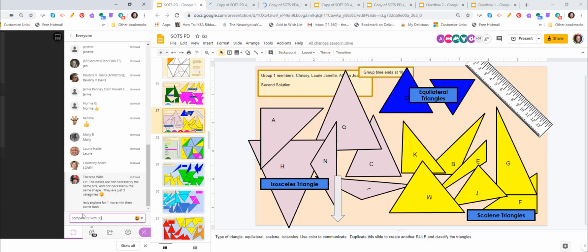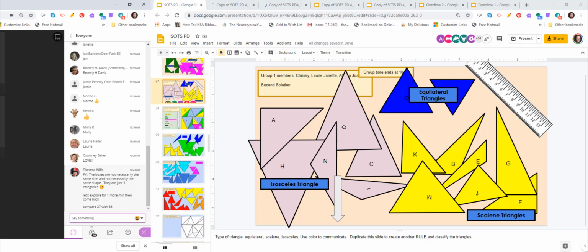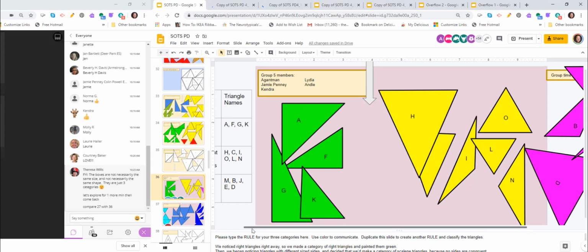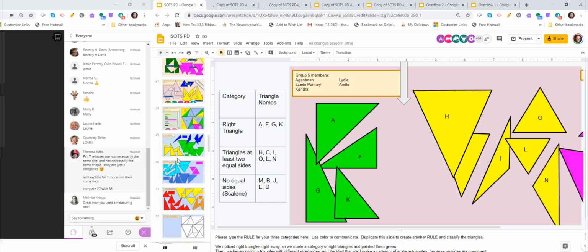So we did, am I on the right slide? Yeah, 20. So we did all equal sides and then 2 equal sides and no equal sides. And we used a ruler. Oh, sorry. Oh, no, you're perfect. Keep going. That's great. We were talking about the ways that we can measure because we first looked visually at them and then we were trying to back that up with math. So we talked about different ways that we could do that. And so we Googled a ruler and pulled it in and cropped it and then used that to measure the sides to confirm what we were thinking. Way to use your resources.